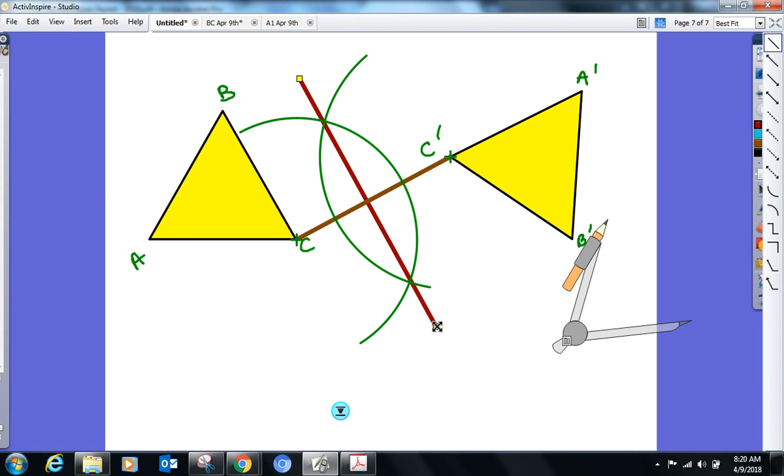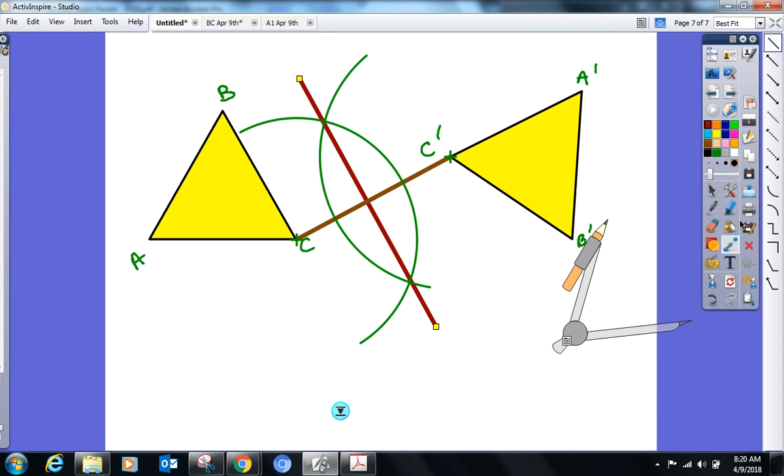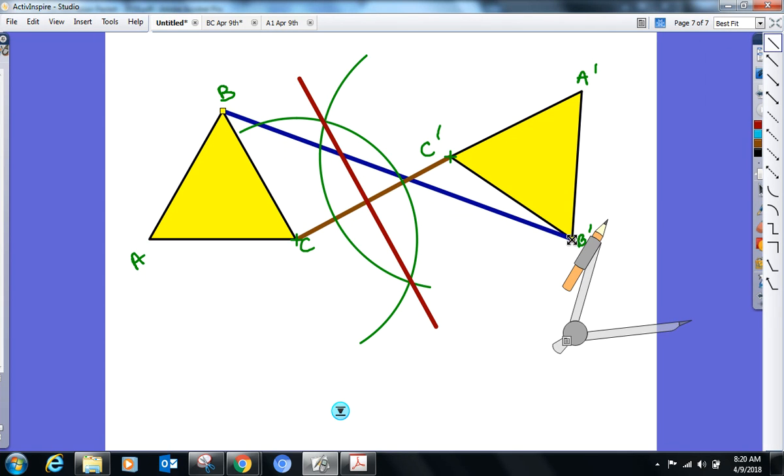And then do it again for another pre-image and image point. So if you want to connect B and B prime here, I do it again. Do another perpendicular bisector. Where those 2 perpendicular bisectors meet, that is the center of my rotation. So again, connect two sets of pre-image and image points, do the perpendicular bisector for both, where they intersect is your center of rotation.